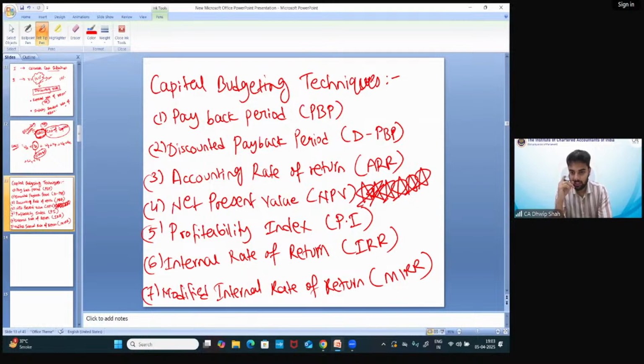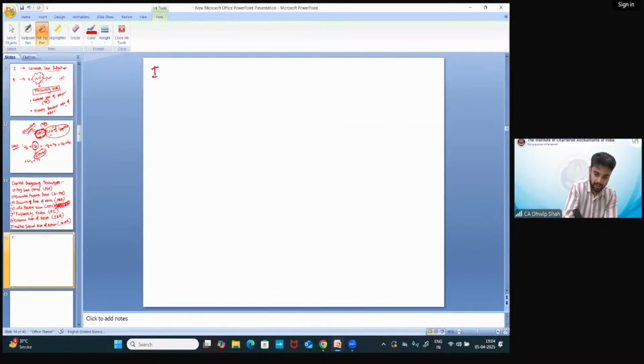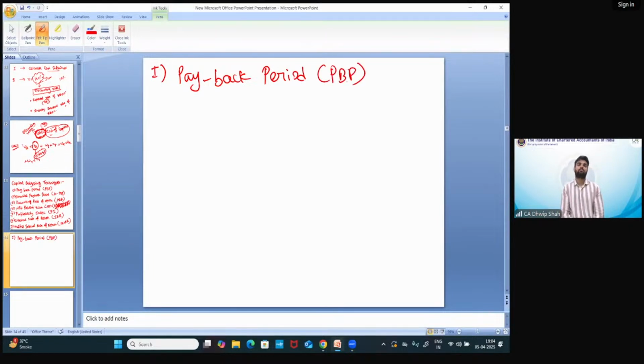So our next step, or next learning outcome, is to learn these 7 techniques. Can I proceed now? So number 1, let's start with payback period, PBP. Okay? Payback period. Now listen very carefully. Payback period is the time taken to recover my original investment.